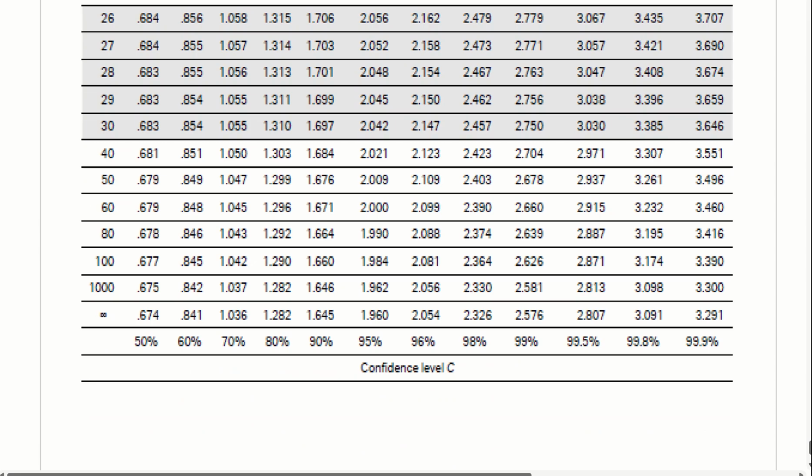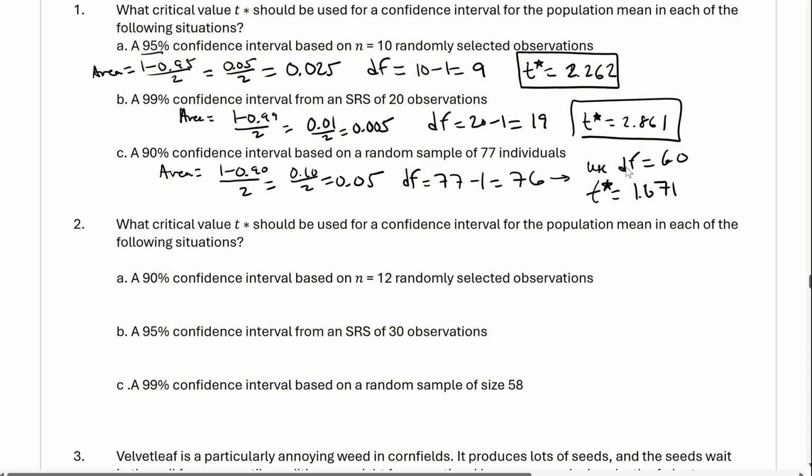1.671, and that's 60. And now we're going to show you how to do this on a calculator, because we had to use the table and it wasn't the greatest, because we had to go for a df of 60. So let's do a calculator value to see what that ends up looking like.